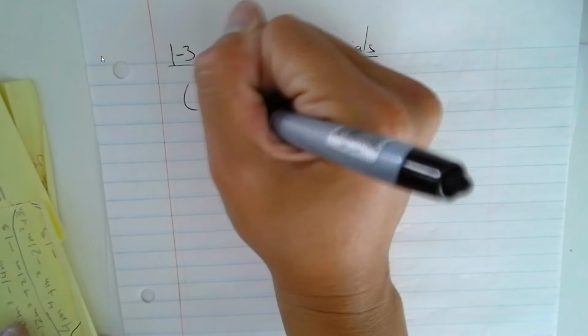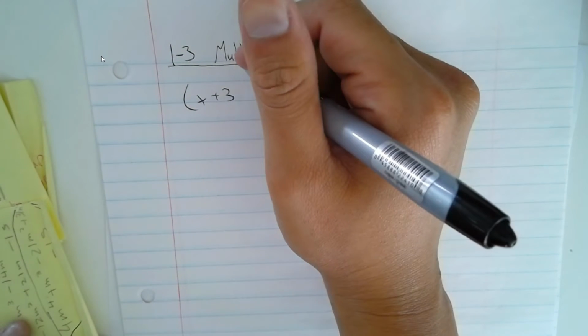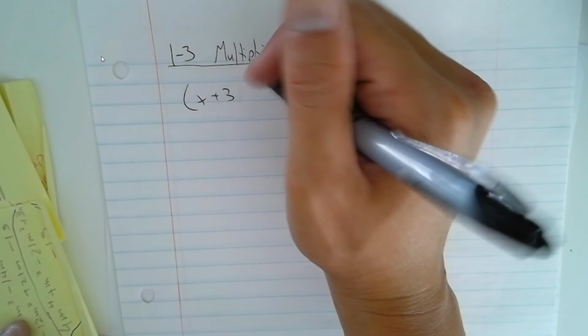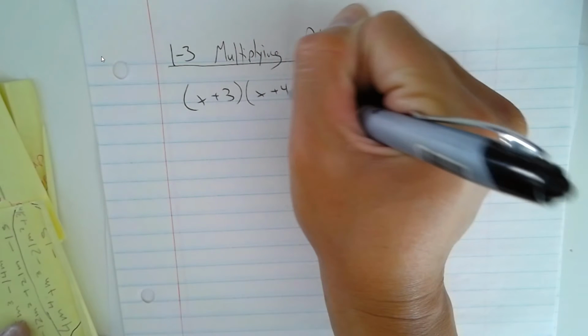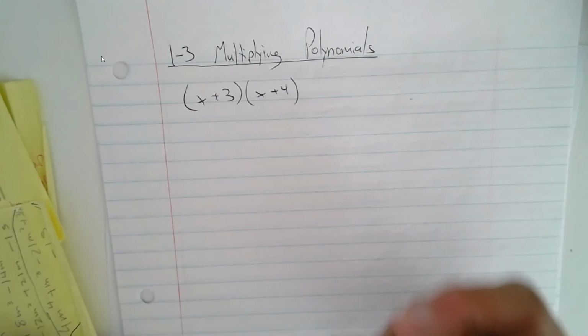Out of these 4, which one is multiplying 2 polynomials? Is it number 1, 4 times x plus 3? Is it number 2? Is it number 3 or number 4? It is number 2. Those are 2 polynomials. So let's go back and see how we solved this. X plus 3 times x plus 4. I'm being a little bit out of order. So this is literally your first example.